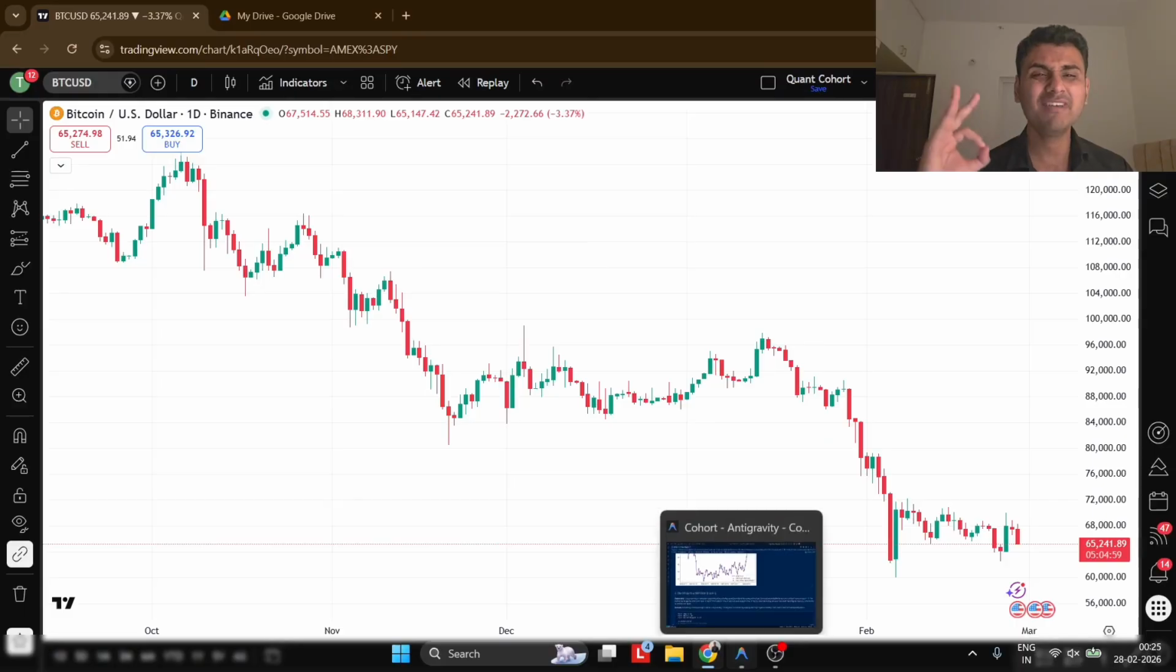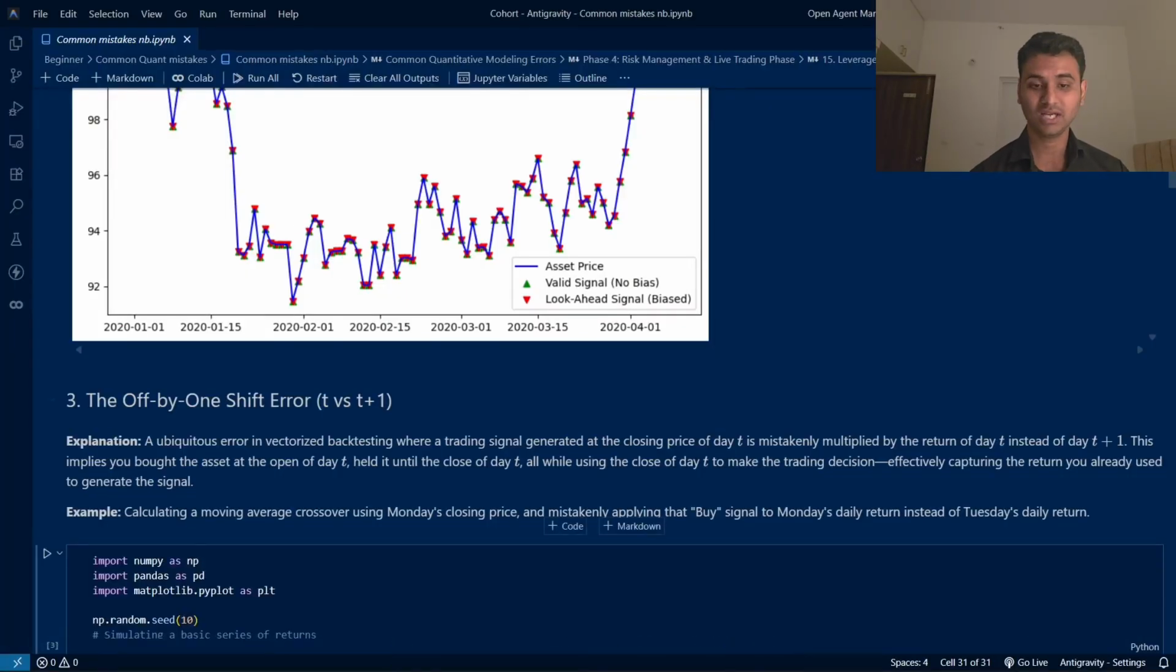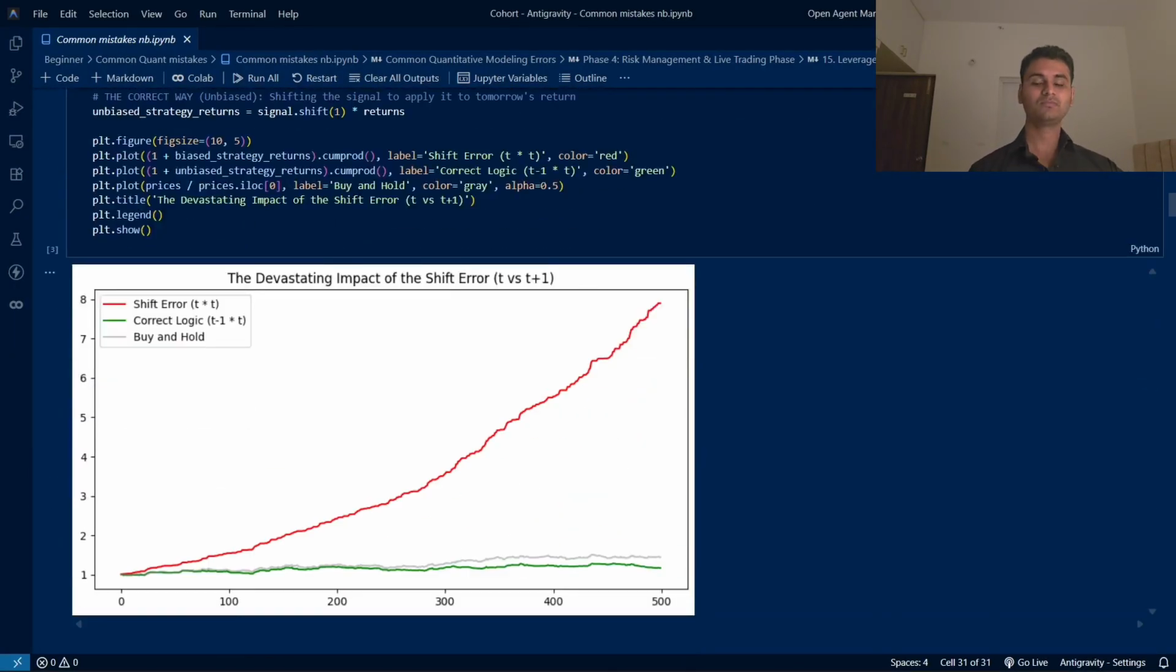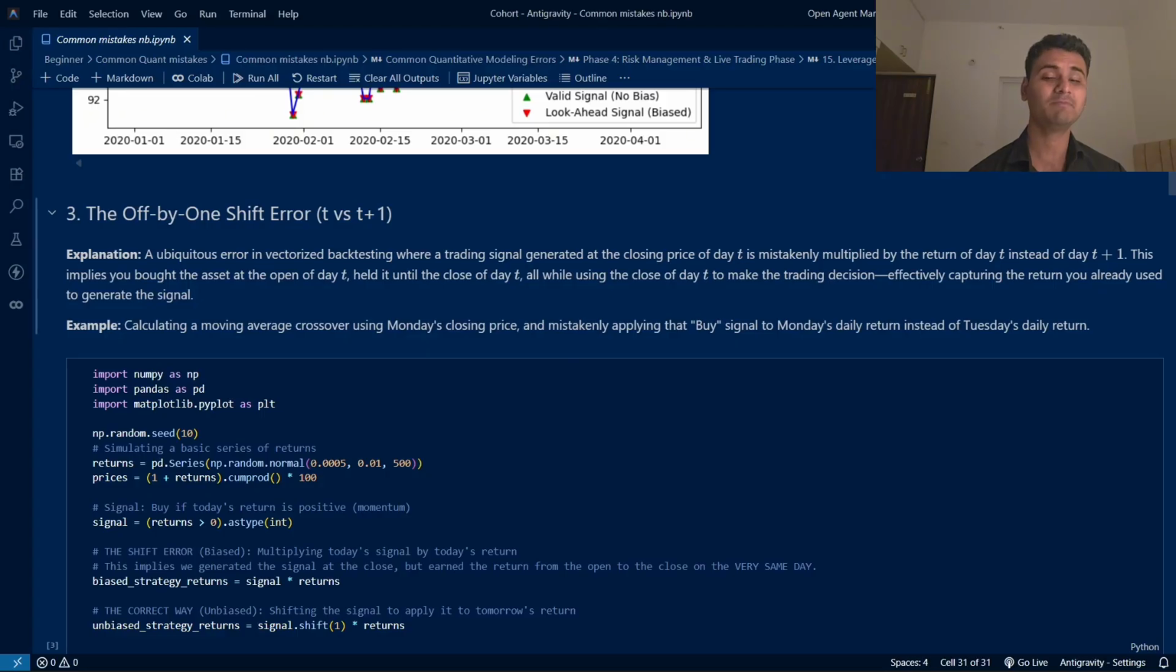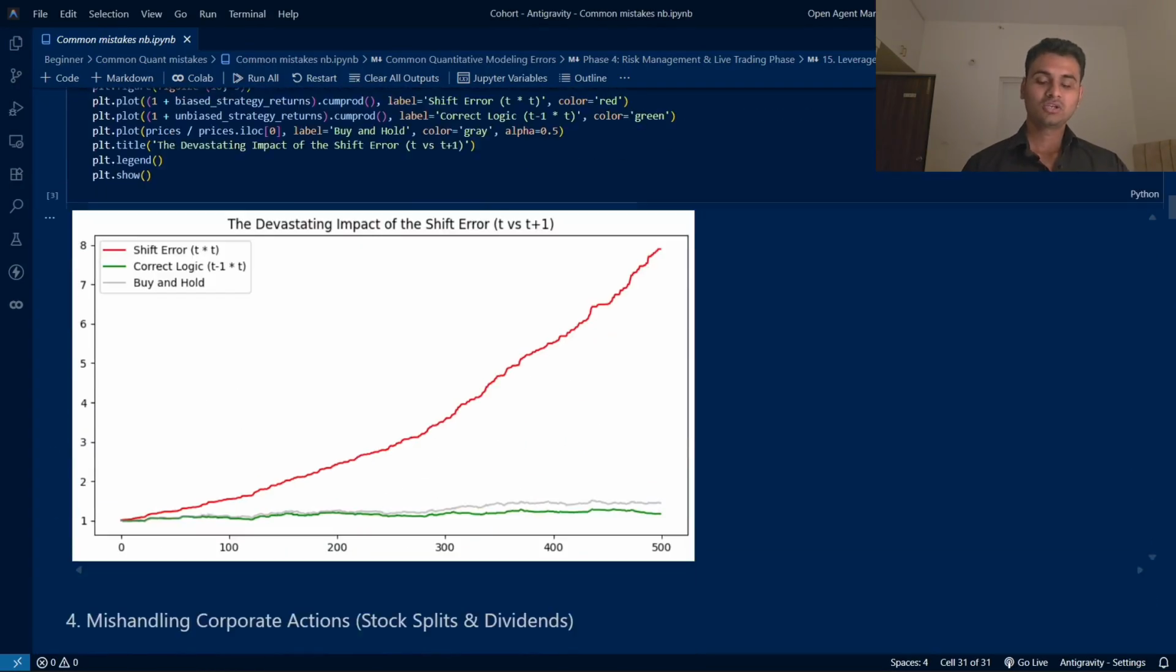And it has a devastating effect on the model. I will show you. So the shift error is t into t, whereas the correct logic is t minus 1 into t, or you can say it as t versus t plus 1, right? As you can see, your model might not even be outperforming buy and hold, whereas your shift error will be creating 800% returns, a Sharpe of 10, and maybe a CAGR of 200%.